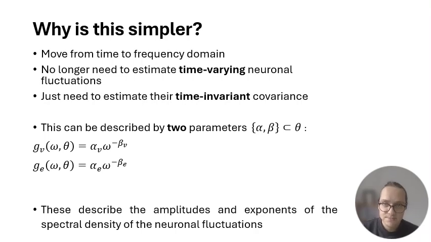So just to go over that again, we're moving from the time domain to the frequency domain because we have to estimate these endogenous neuronal fluctuations which are driving our system. By moving from the time to the frequency domain, we're enabling ourselves to only have to estimate two parameters for these endogenous neuronal fluctuations during model inversion.